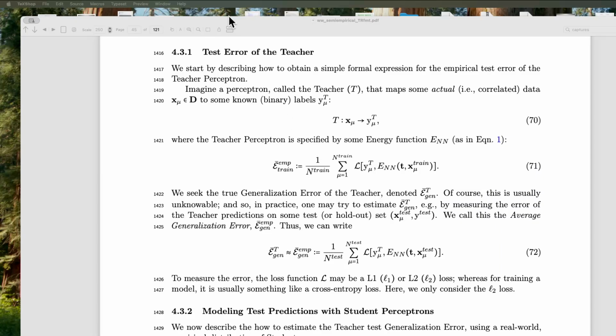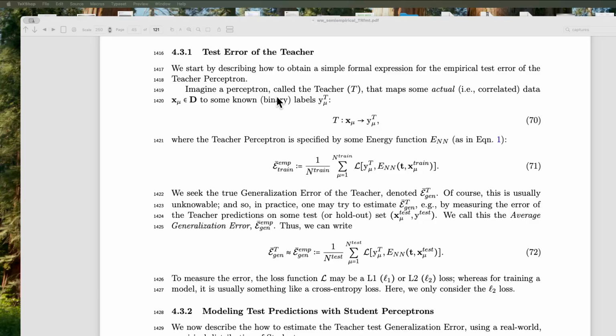So we start with just the test error of the teacher. We start by describing how to obtain a simple formal expression for the empirical test error of the teacher perceptron. Again, imagine a perceptron, and this might be the model that you're trying to estimate something about. So maybe you're looking at DeepSeek or Llama or Qwen, and that's essentially the teacher in this model. We want to understand the performance of this model, and in particular, the performance of the individual layers.